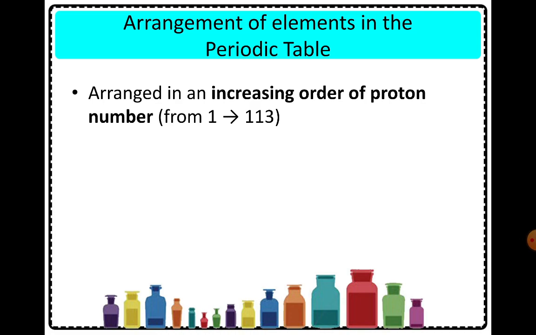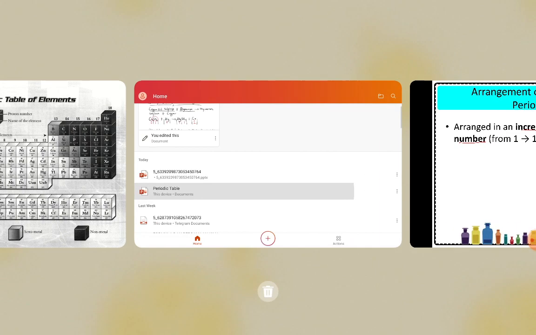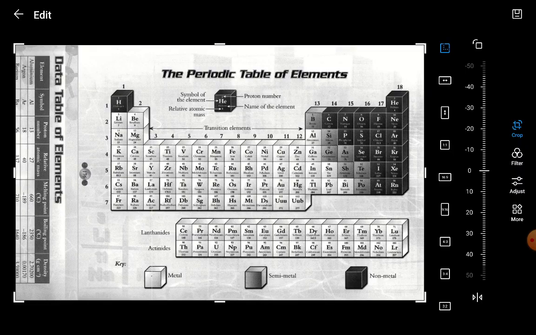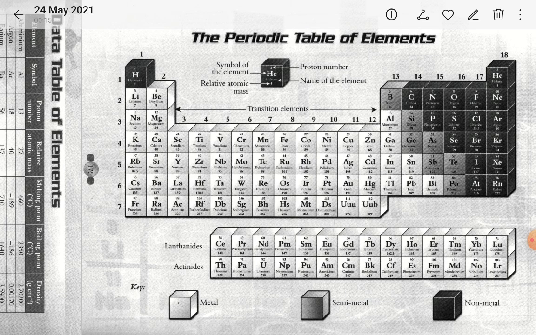So how we arrange the elements in the periodic table? Okay, arrange in a increasing order of the proton number. Okay, so if you look at the periodic table, kita buka periodic table ya. Okay, so the periodic table is arranged by the proton number. The number atas ni, O di sini ya. Sorry, ini cikgu tak boleh nak edit pula. Sorry. Ini tak boleh edit sebab ini picture.